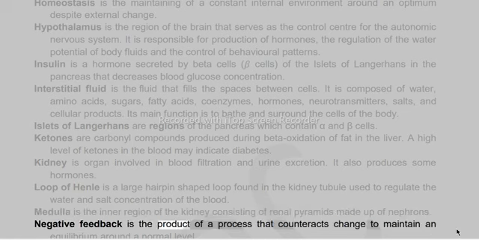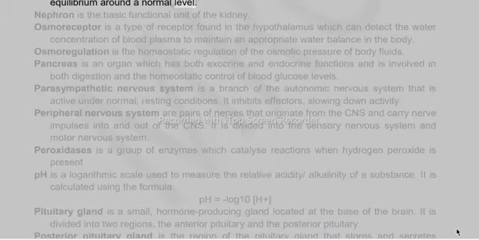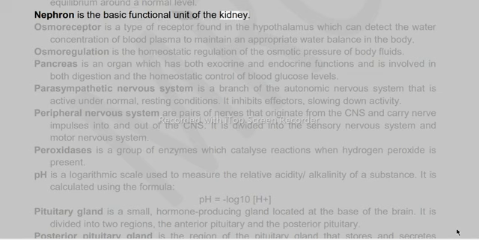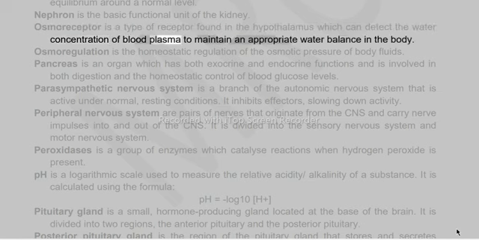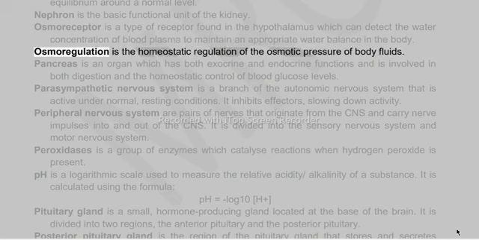Negative feedback is the product of a process that counteracts change to maintain an equilibrium around a normal level. Nephron is the basic functional unit of the kidney. Osmoreceptor is a type of receptor found in the hypothalamus which can detect the water concentration of blood plasma to maintain an appropriate water balance in the body. Osmoregulation is the homeostatic regulation of the osmotic pressure of body fluids.